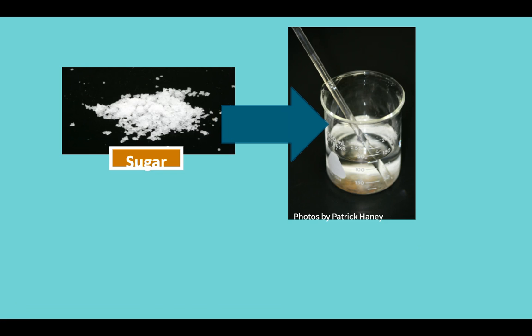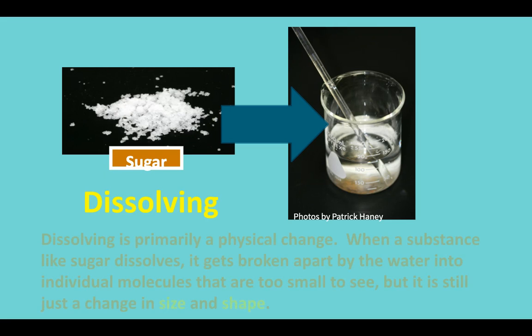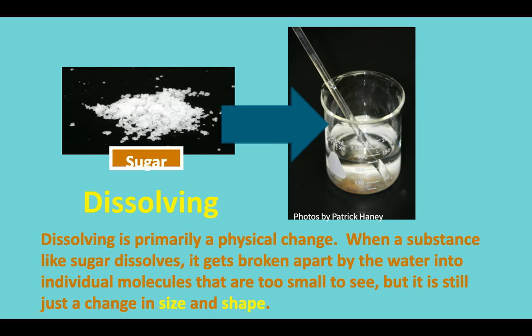Now, this is a very important one. This is one that can confuse a lot of people just because sometimes you can't actually see it. We started off with sugar and then we put it into this beaker of water and we stirred it. What do you think happened? The sugar dissolved. Dissolving is a physical change. When something dissolves, it actually gets broken apart into smaller and smaller pieces. These pieces are too small for us to see, but they're still there.